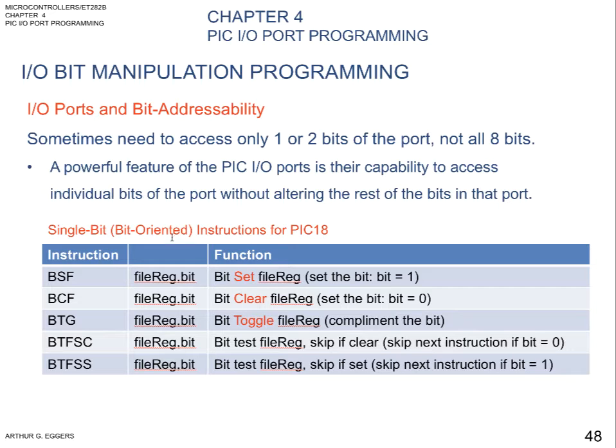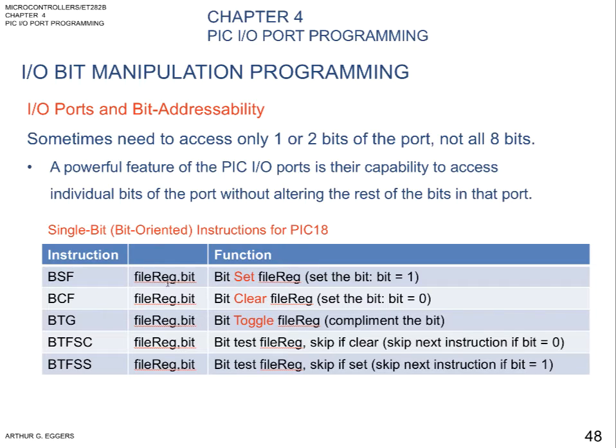So we've got some new instructions here that we need to learn. Sometimes we need to access only 1 or 2 bits of the ports, but not all 8. It's a powerful feature of the PIC I/O, its capability to access individual bits of the port without altering the rest of the bits. So we're going to look at something called single bit or bit-oriented instructions. These instructions are abbreviated BSF, BCF, BTG, BTFSC, BTFSS. Okay, and as you get used to these, you'll understand what's going on.